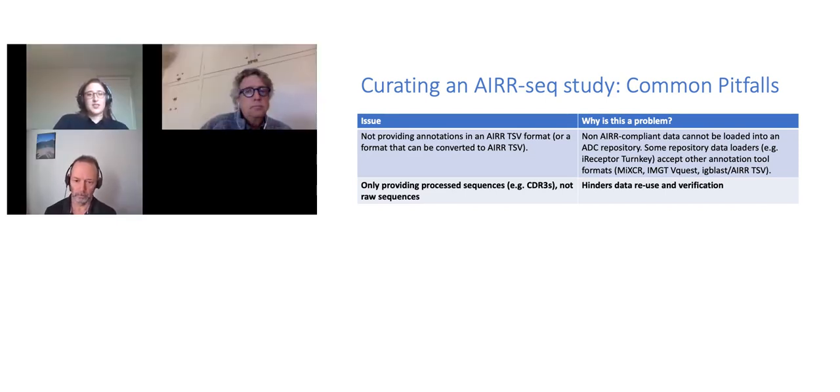Only providing processed sequences. For example, if researchers only provide the CDR3s rather than the full input sequence that was actually used for the annotation, this hinders data reuse. Others won't be able to take those sequences and do any other processing that they want. And if others want to verify the original conclusions, having the full raw sequences is important.